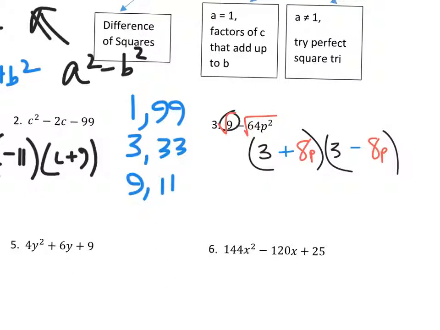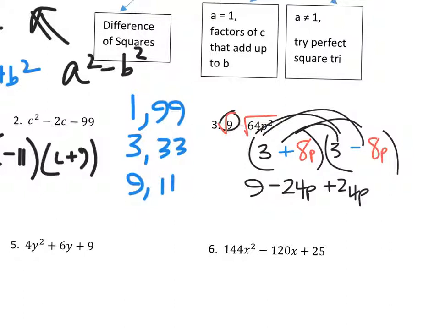So here's my answer. I can check it and FOIL it out. It would be 9 minus 24p plus 24p minus 64p squared. So these middle terms cancel out.